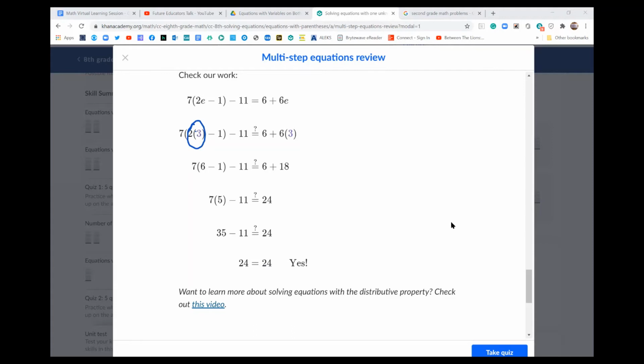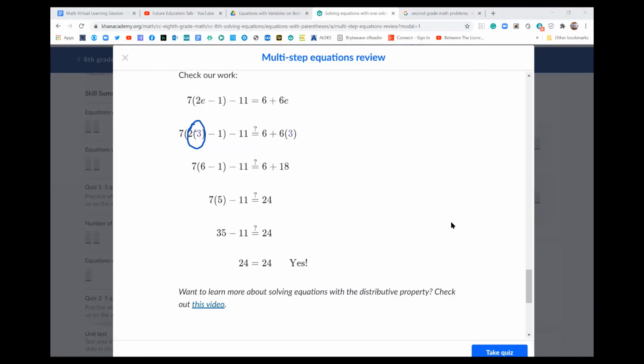And what we need to do is order of operations. We got parentheses. So you're going to do 6 minus 1, which gives me 5. So it's going to be 7 times 5 minus 11 equals 6 plus 18 gets me 24. So we're still dealing with parentheses, got to multiply, order of operation. 7 times 5 gets me 35, minus 11 equals 24.